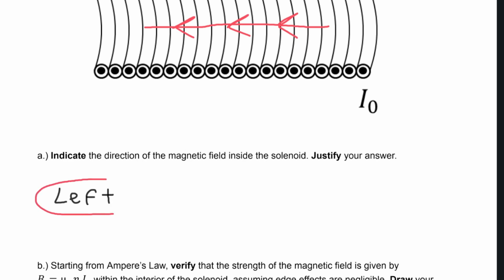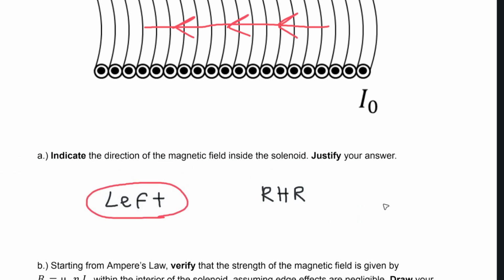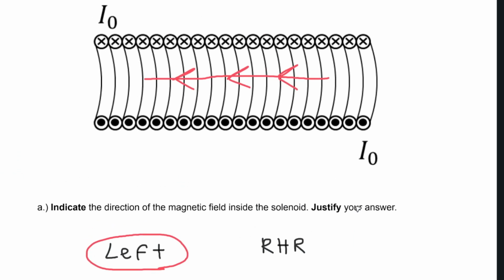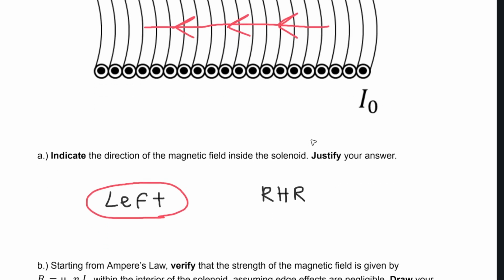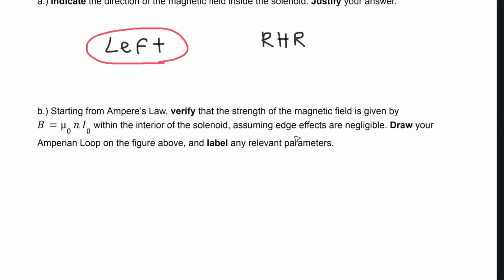To justify our answer, this would just be the right hand rule. We could elaborate a bit more, but for time purposes, I will not. So curling your fingers in the direction of current flow would cause your thumb to point left.